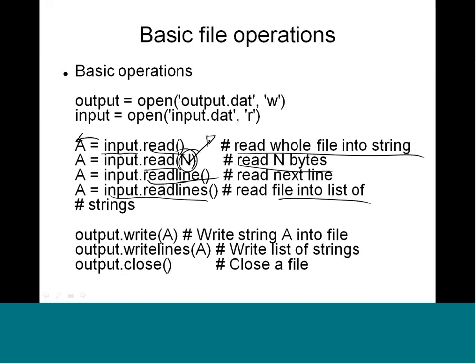And then similarly for writing some output, we use output.write, and if we specify the string A, then the string A is written into the file. And then we can say writelines(A) to write a list of strings into the file, and we use the close function, output.close, to close a file.